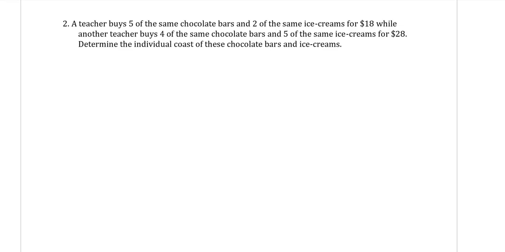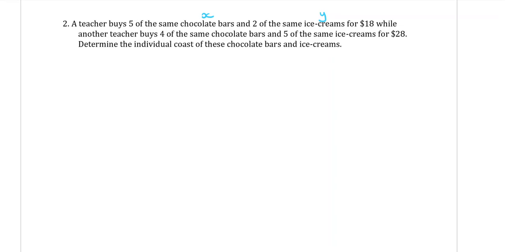So we get to choose some letters to use for this equation. You could use C for chocolate bars and I for ice cream. I don't really like using I for ice cream though. So I think I'm just going to stick with X and Y. So the chocolate bars, I'm going to call X. And the ice creams, I'm going to call Y.